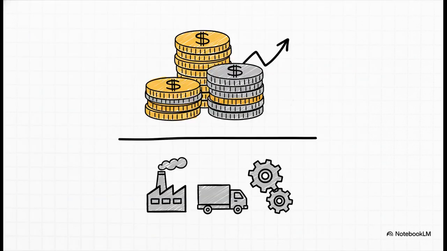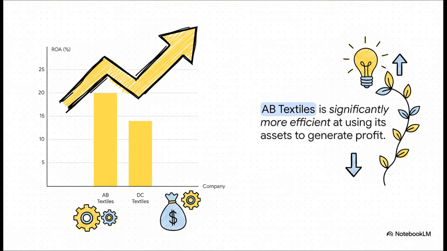And the best part? The formula is super simple. Seriously, you just take the company's profit after they've paid their taxes, and you divide it by their total assets. That's it. Profit on top, all the stuff they own on the bottom. Easy. Okay, so let's plug in the numbers for our two textile companies. And wow, the difference is night and day. AB Textiles clocks in with an awesome ROA of 20%. Think about that. For every 100 rupees of assets they own, they're cranking out 20 rupees in profit. And DC Textiles, they're lagging behind at just 14%. And just like that, the ROA has handed us a clear winner. There's no debate.